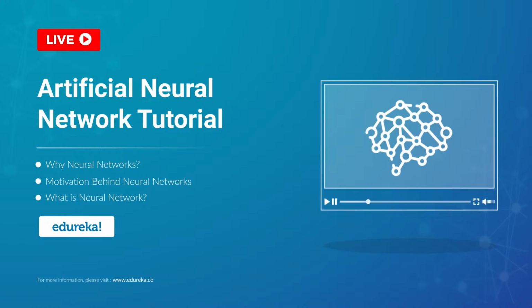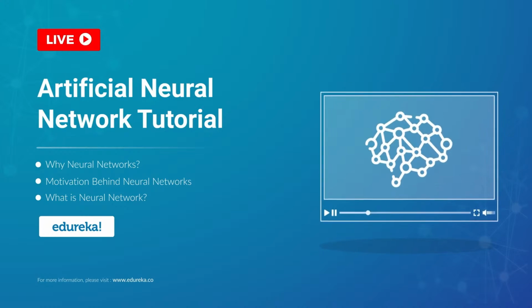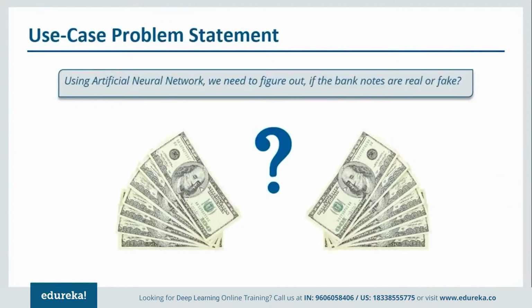So let's take a look at what we are going to implement in this session, and after that we'll be discussing the agenda. So this is the problem statement, guys. We need to figure out if the banknotes are real or fake, and for that we'll be using artificial neural networks. And obviously we need some sort of data in order to train our network. So let us see how the data set looks like.